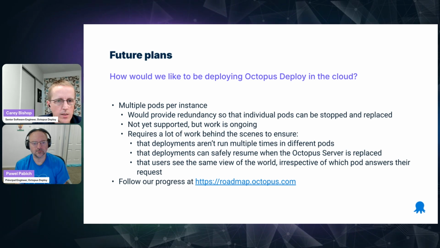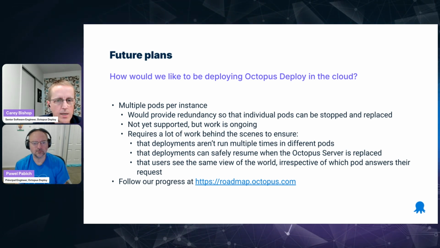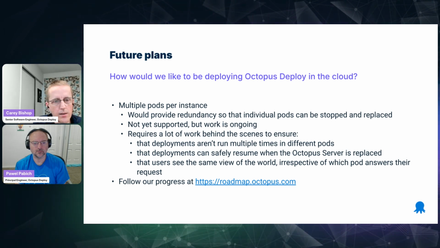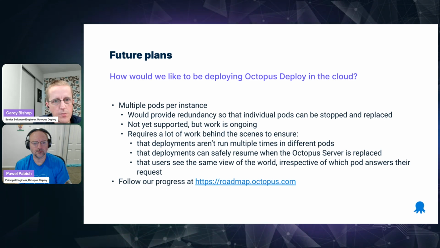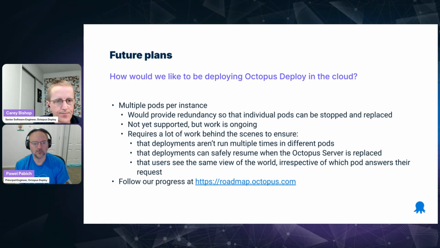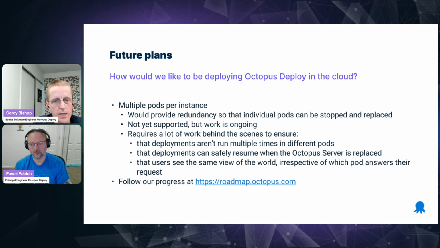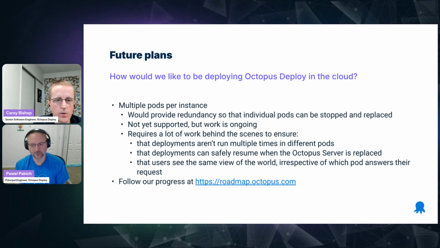As I mentioned, this is not yet supported. The work's ongoing. There's a lot of work that needs to happen behind the scenes to make sure that we don't end up doing things like running multiple deployments at multiple times from different pods. So we need to make sure that all of the pods for that instance have the same view of the world, and only one of them takes the action of starting a deployment. We want to make sure that those deployments recover safely when that pod is replaced. So if one pod goes down because we're moving it to another cluster, we don't want Octopus Server to forget about the deployment that it just started.